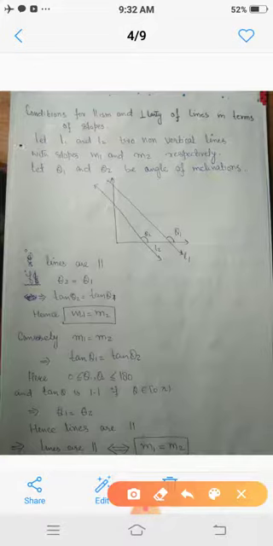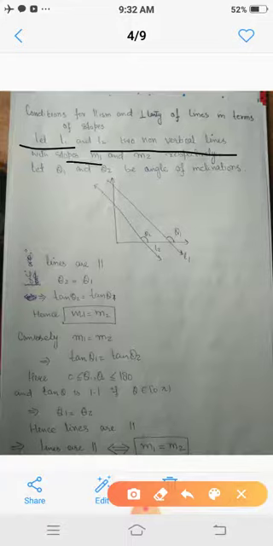Now let L1 and L2 be two non-vertical lines. They should be non-vertical because if they are vertical lines, the angle of inclination of these two lines L1 and L2 is 90. When it is 90, we cannot define their slopes, which implies that they should be non-vertical lines.